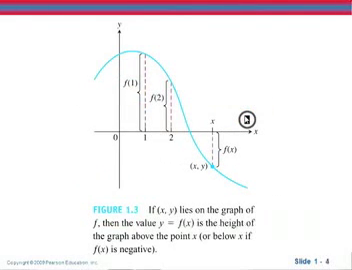When we think about graphs, the value f(x) is the same as y. It's the height of the graph above the point x, or below x if f(x) is negative. For example, if you look at 1, the value f(1) just corresponds to the y value at 1, or the height of the graph above the x-axis. Notice here where f(x) is actually a negative value, it is the distance below the x-axis, between the x-axis and the graph.